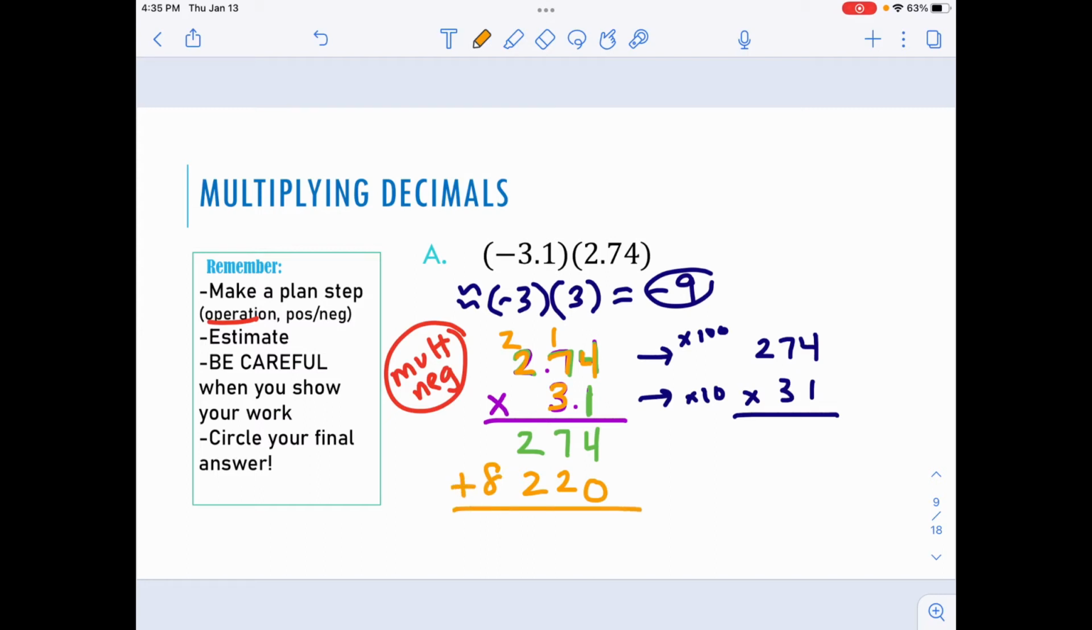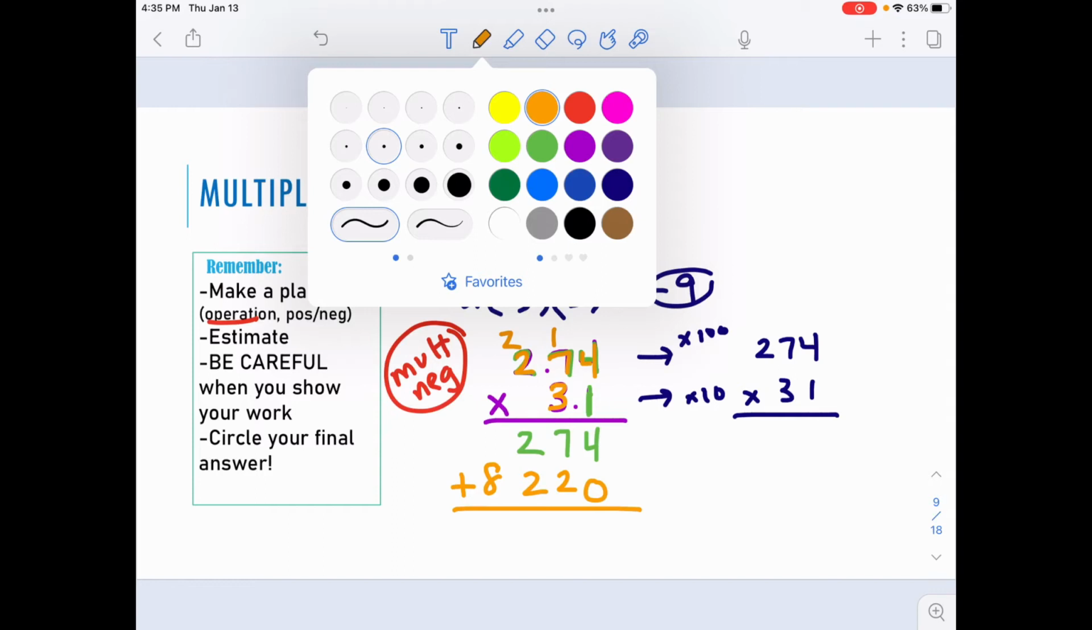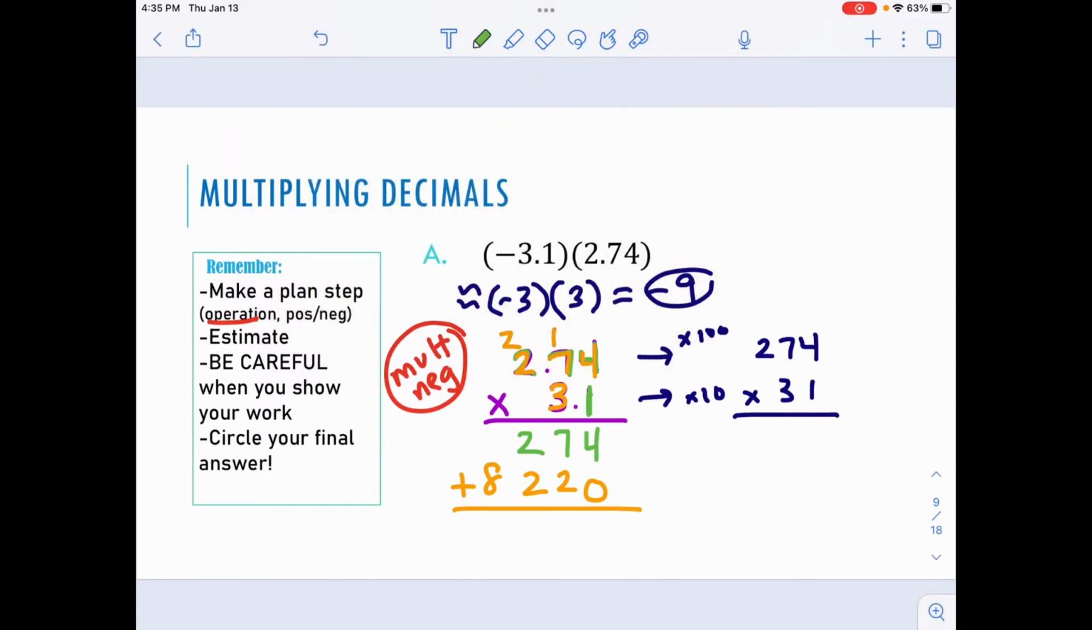Really being careful as much as you can to line up each of these place values, okay? Notice all of these place values are nice and lined up. That's where the graph paper really might come into play. All right, now let's go ahead and add all these up.